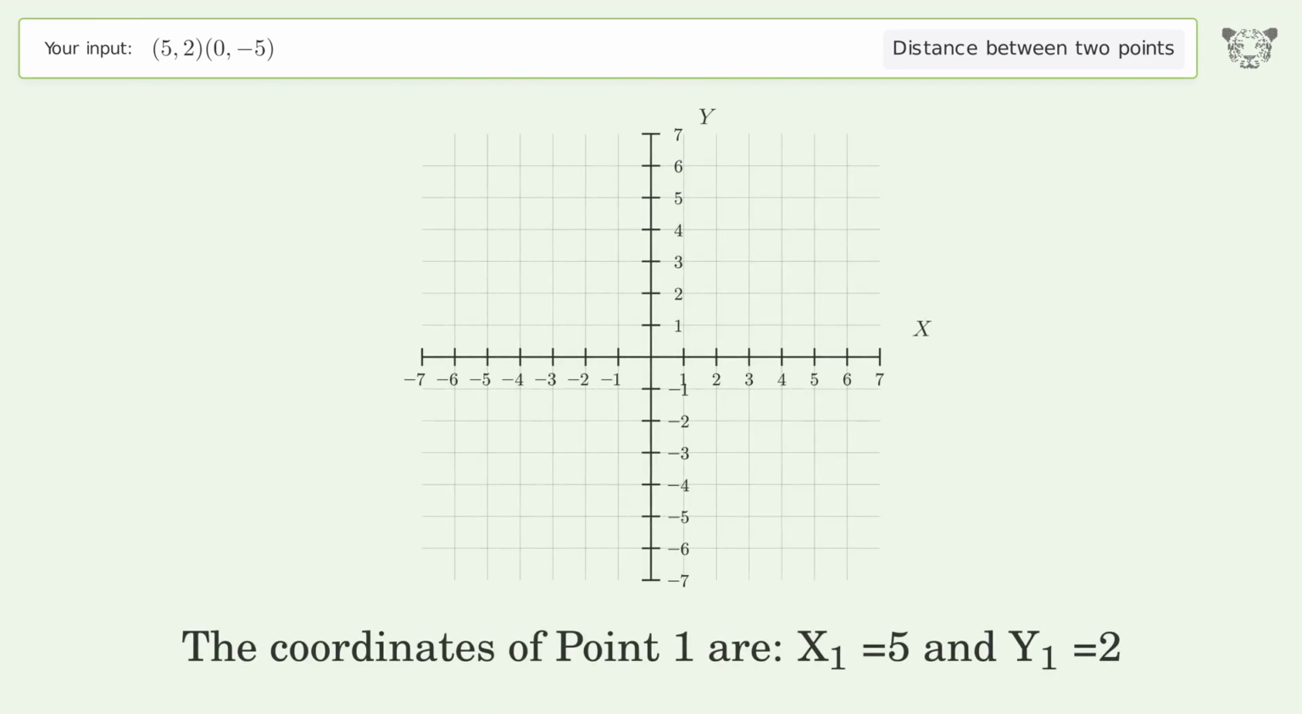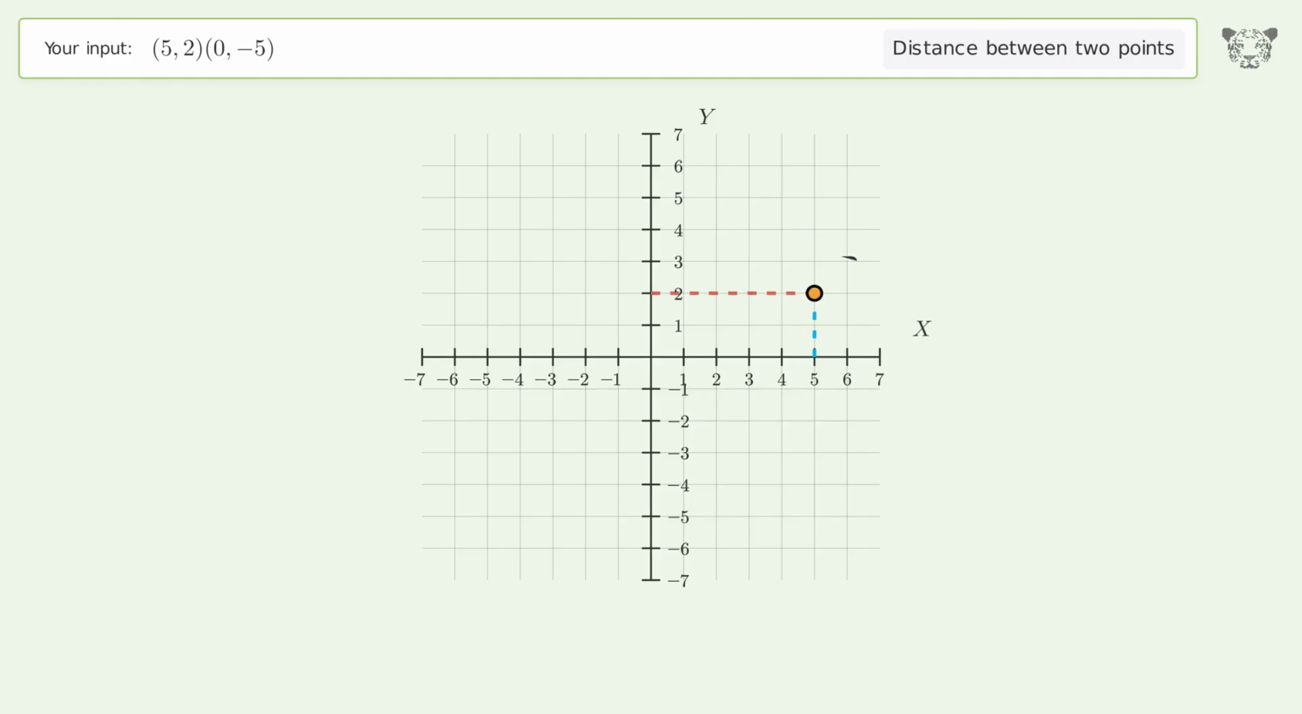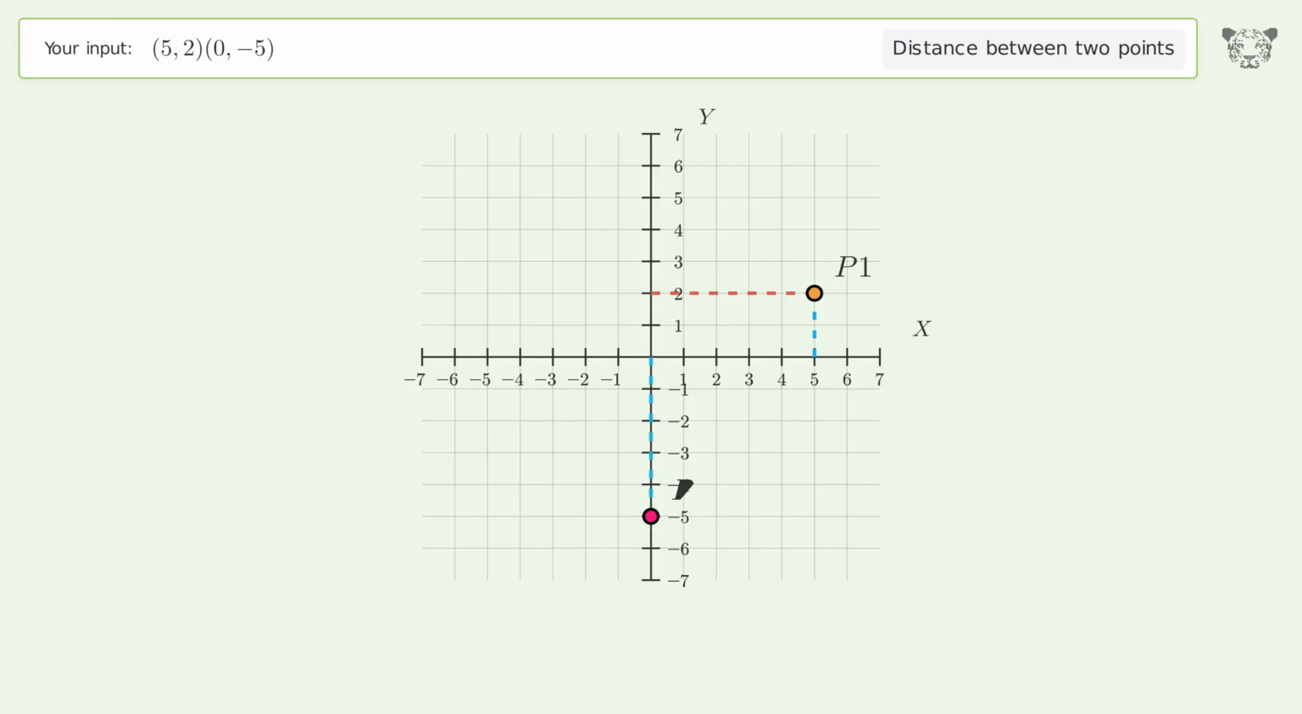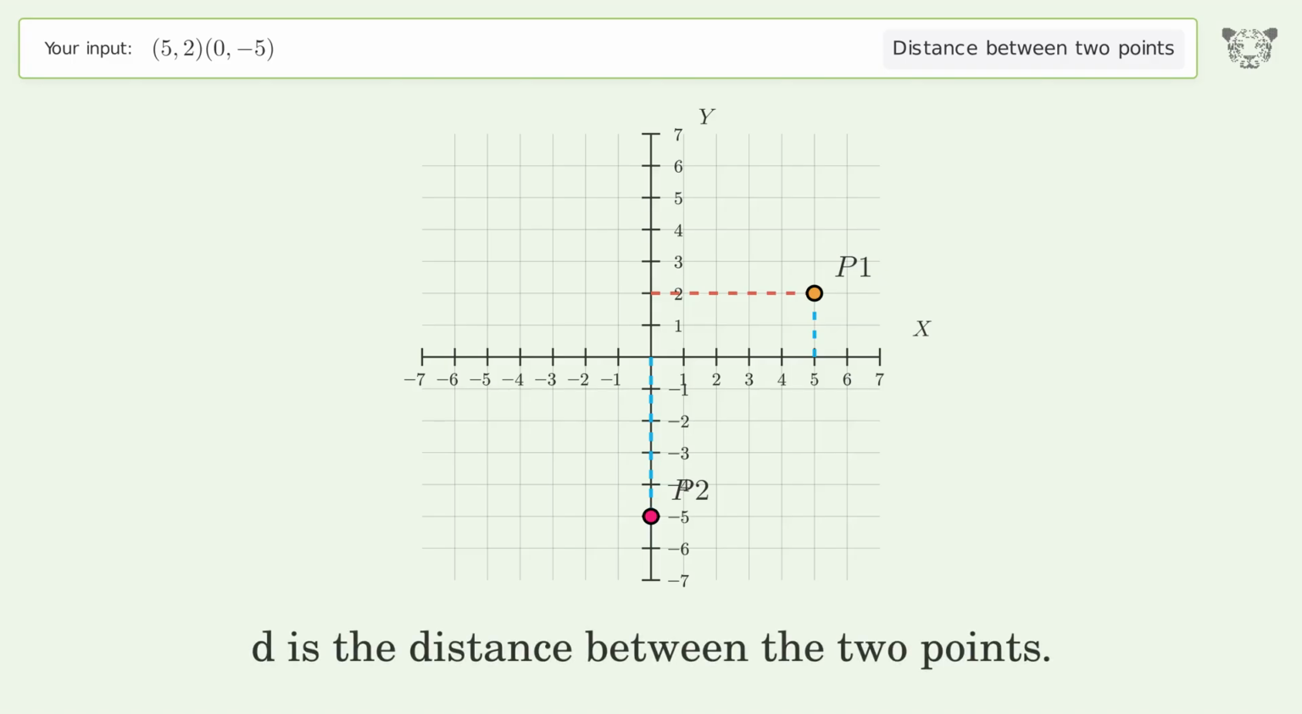The coordinates of point 1 are, x1 equals 5 and y1 equals 2. The coordinates of point 2 are, x2 equals 0 and y2 equals -5. D is the distance between the 2 points.